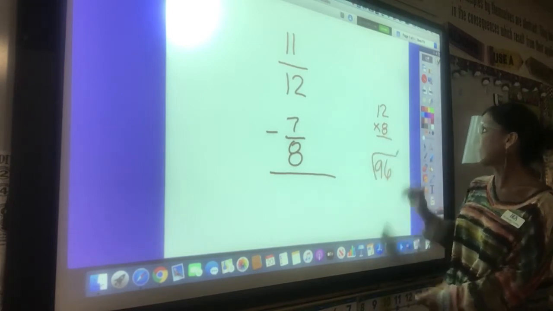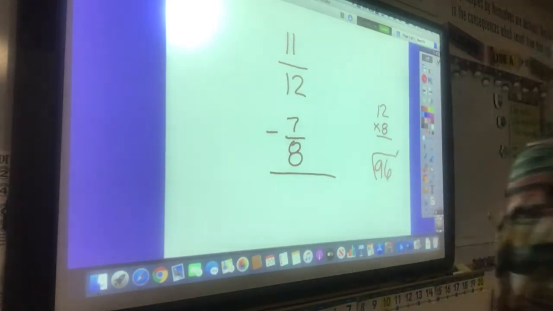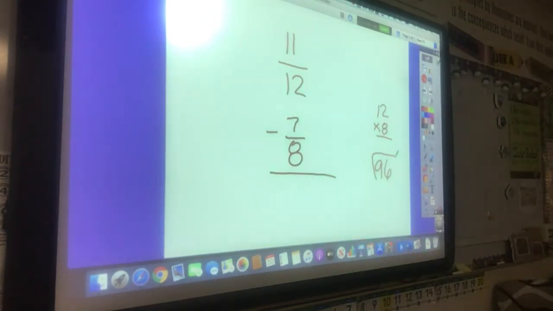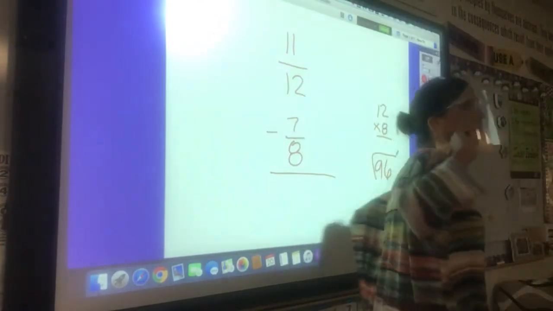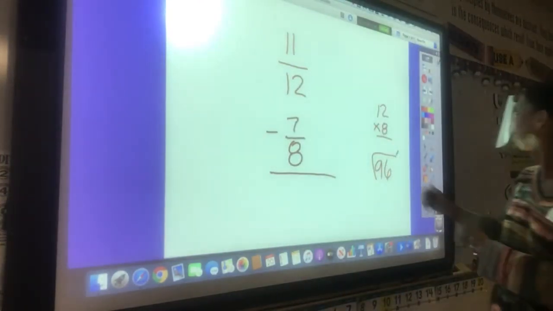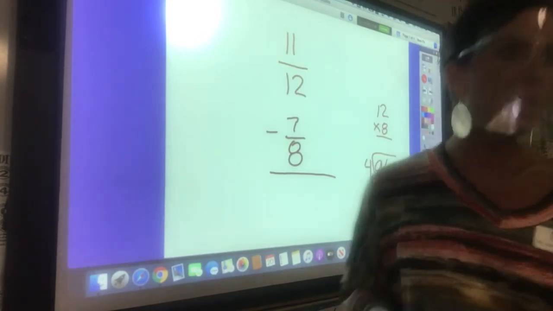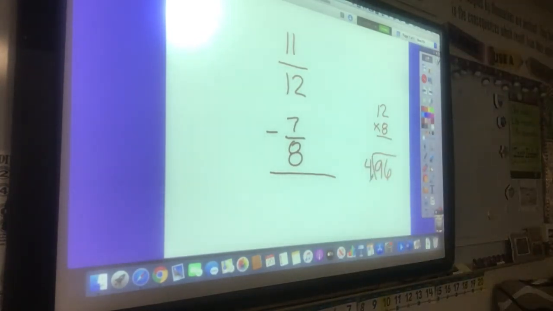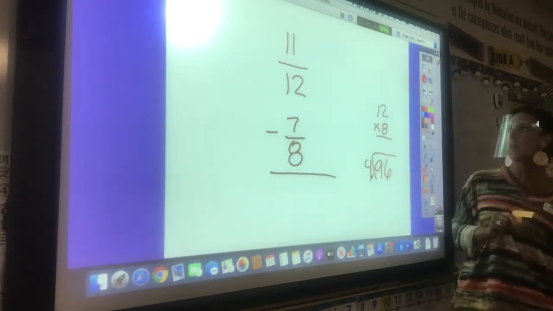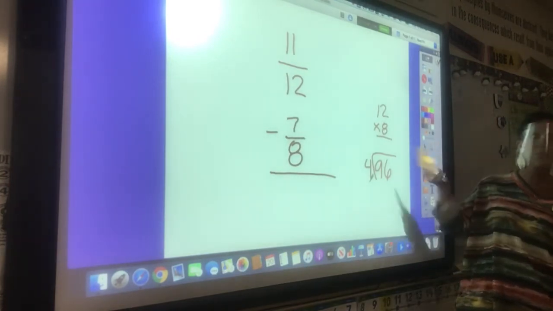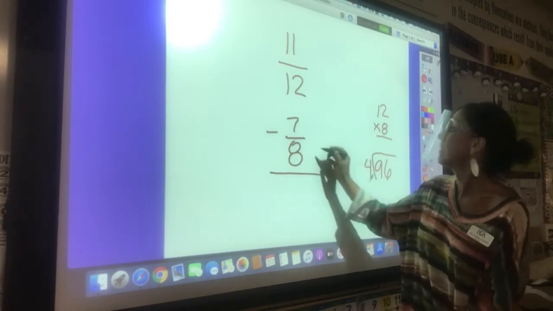Okay, and then we need to divide by the biggest thing. What's the biggest thing that goes into both 12 and 8, and it's not 2? 4. Okay, short division will tell you really quickly how many times 4 goes into 96. Something else we learned this year, using it again. So what would we get for our least common denominator or least common multiple for 12 and 8? 24.